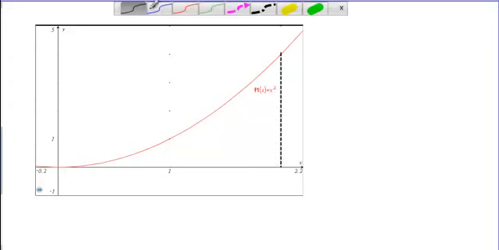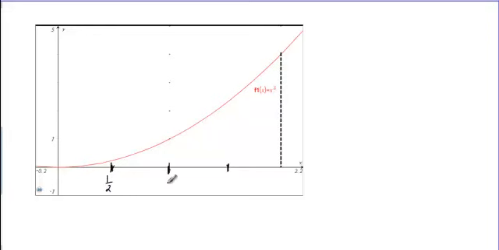Alright, if I'm looking at the interval from 0 to 2 and I'm thinking about dividing that into 4 equal sections, the sections are going to look like that, and we can see that the endpoints for those intervals: the first endpoint would be 1/2, the next one is 1, then we've got 1.5 and 2.